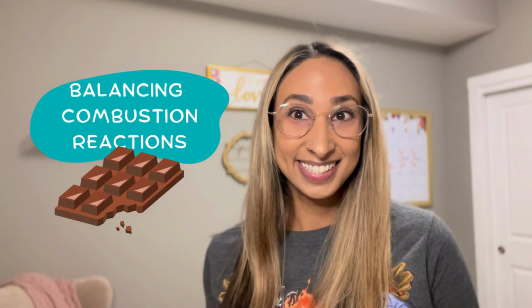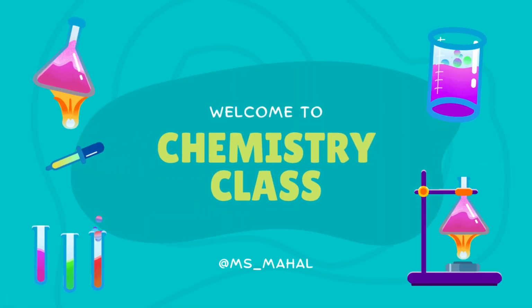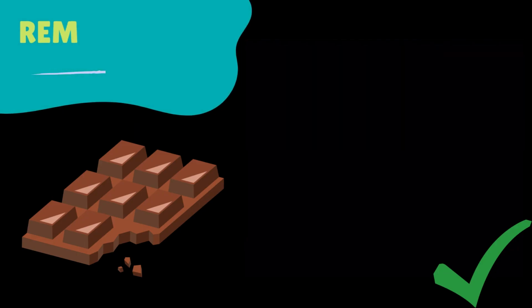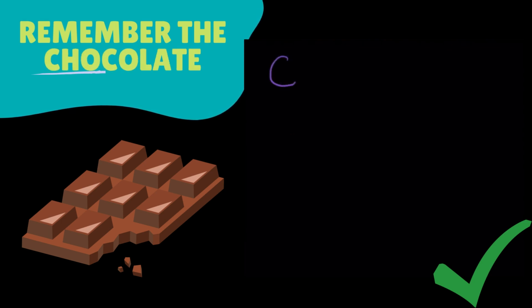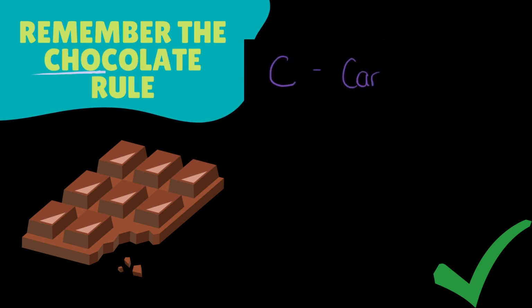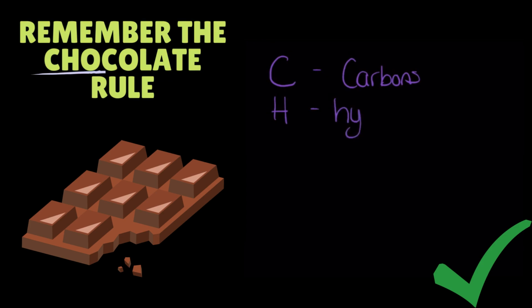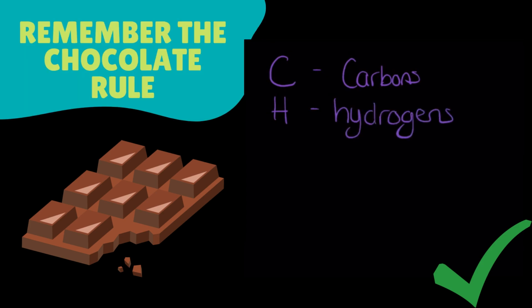In this video, I'm going to show you how to go over... So what this stands for is C will be our carbons, H will be our hydrogens, and O will be our oxygens. So this tells us the order of how to actually balance our reaction. So let's take a look at our first example.